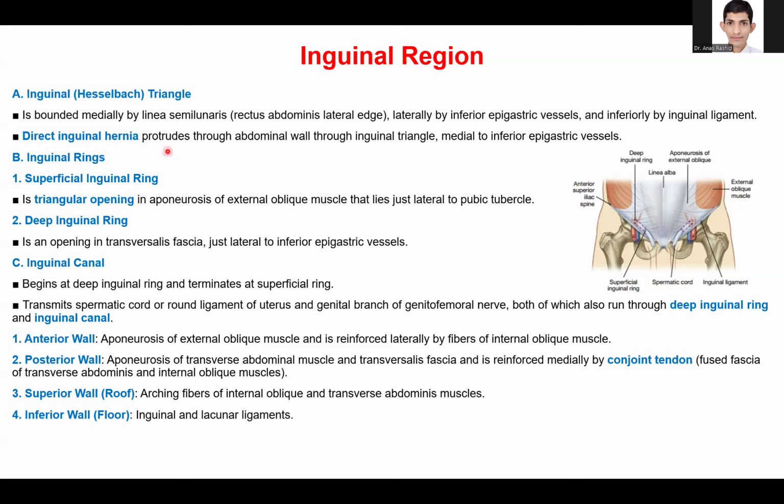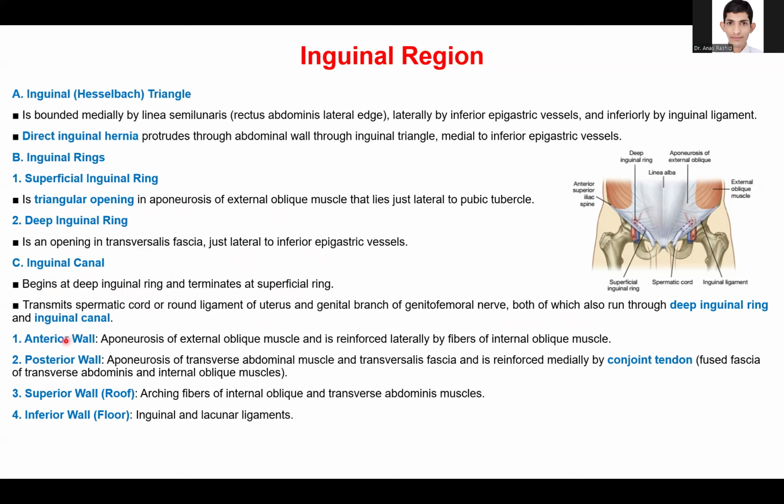Direct inguinal hernia protrudes through the abdominal wall through the inguinal triangle, medial to the inferior epigastric vessels. Inguinal rings: the superficial inguinal ring is a triangular opening in the aponeurosis of external oblique muscle that lies just lateral to the pubic tubercle. The deep inguinal ring is an opening in the transversalis fascia just lateral to the inferior epigastric vessels. The inguinal canal begins at the deep inguinal ring and terminates at the superficial ring, and transmits the spermatic cord or round ligament of the uterus and the genital branch of the genitofemoral nerve, both of which run through the deep inguinal ring and inguinal canal.